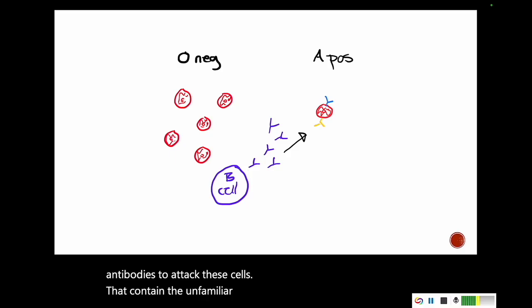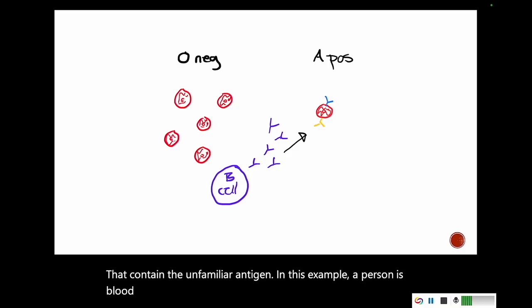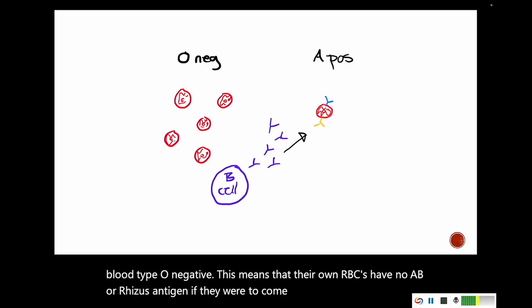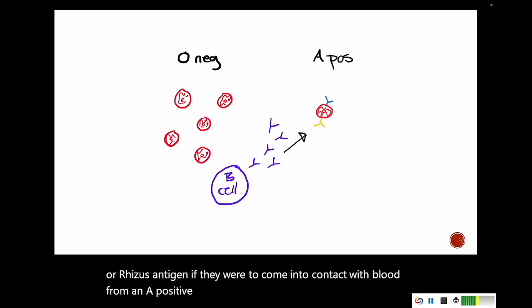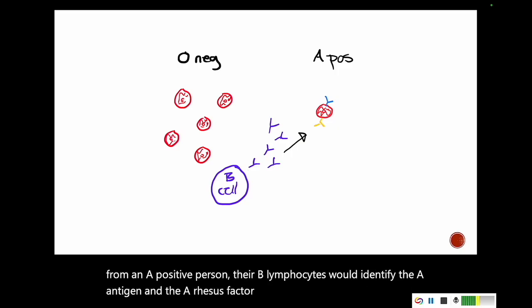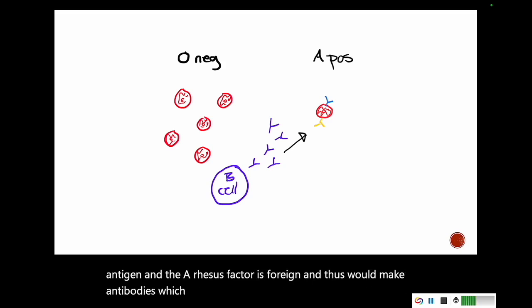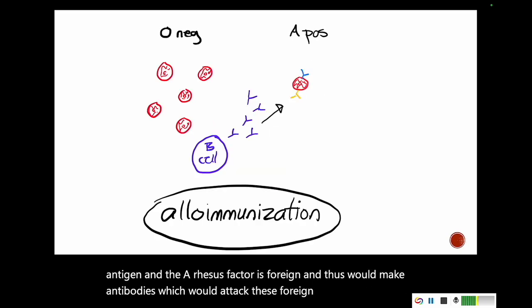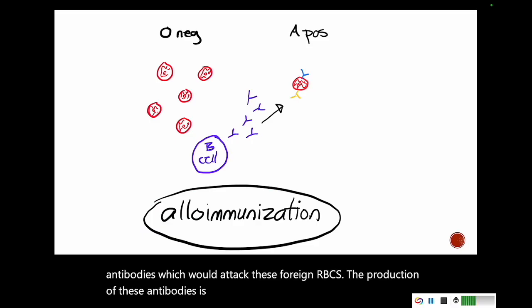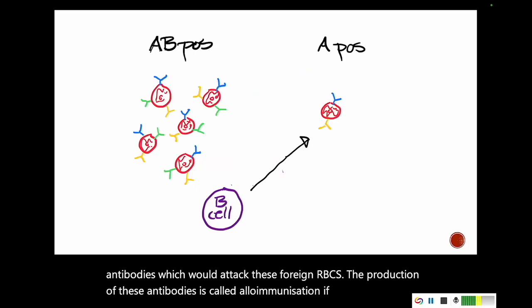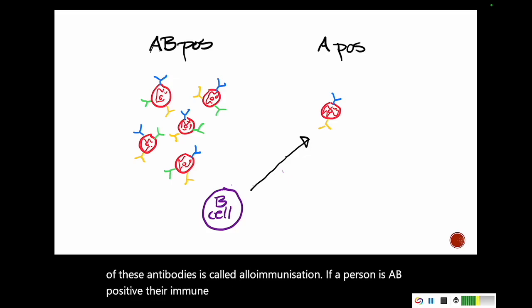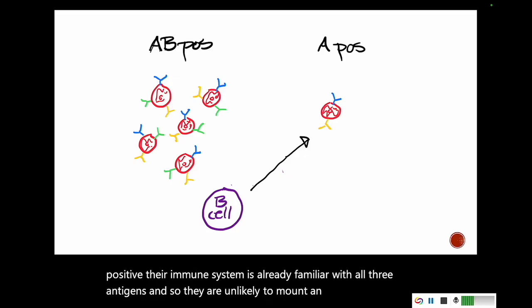In this example, a person is blood type O negative. This means that their own RBCs have no A, B, or rhesus antigen. If they were to come into contact with blood from an A positive person, their B lymphocytes would identify the A antigen and the rhesus factor as foreign, and thus would make antibodies which would attack these foreign RBCs. The production of these antibodies is called alloimmunization. If a person is AB positive, their immune system is already familiar with all 3 antigens, and so they are unlikely to mount an immune reaction to a different blood type.